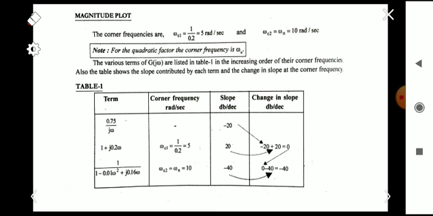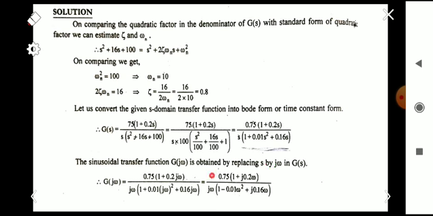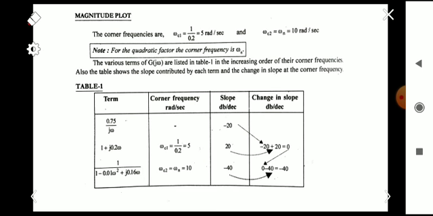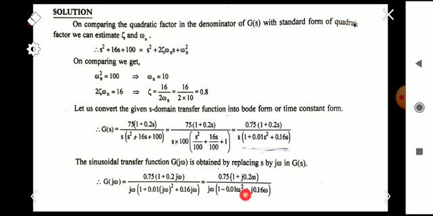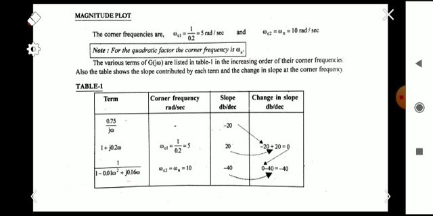Okay, and we know the corner frequencies are 5, 10, and we have to find the slope. So for the first term, the omega term is in the denominator, so the slope will be minus 20, and the second term, 1 plus j 0.2 omega, is in the numerator, so the slope will be 20, and the third term is a second order term, and it is also in the denominator part. Omega square is in the denominator part, so the slope will be minus 40.